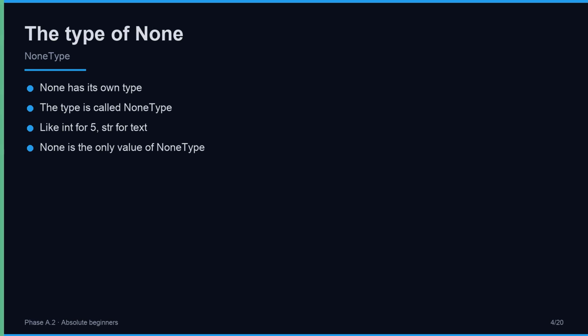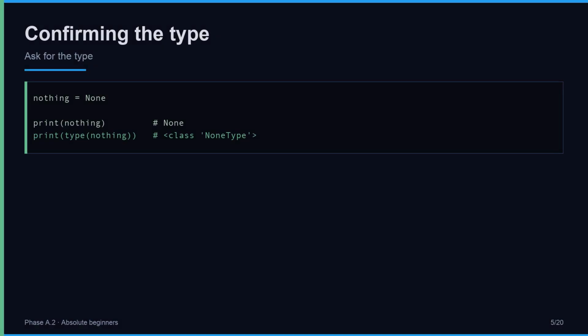Every value in Python has a type, and None is no exception. The type of None is called NoneType. Just as the value 5 has the type int, and a piece of text has the type str, the value None has the type NoneType. And here is an elegant detail. None is the only value of NoneType. There are many ints and many strings, but there is exactly one None. You will meet the word NoneType mostly when inspecting values, so recognize it as the type of nothing. One type, one value.